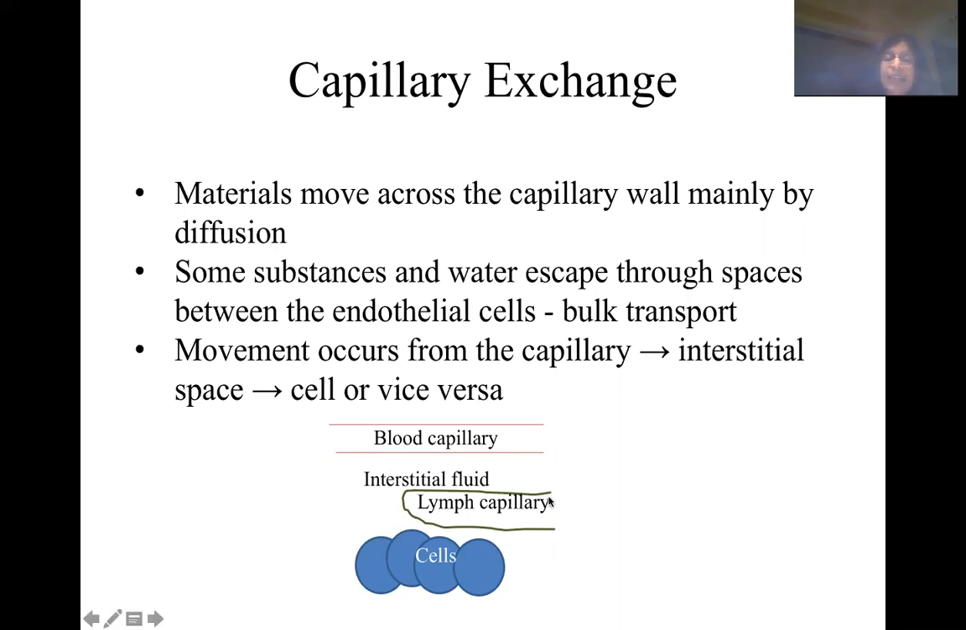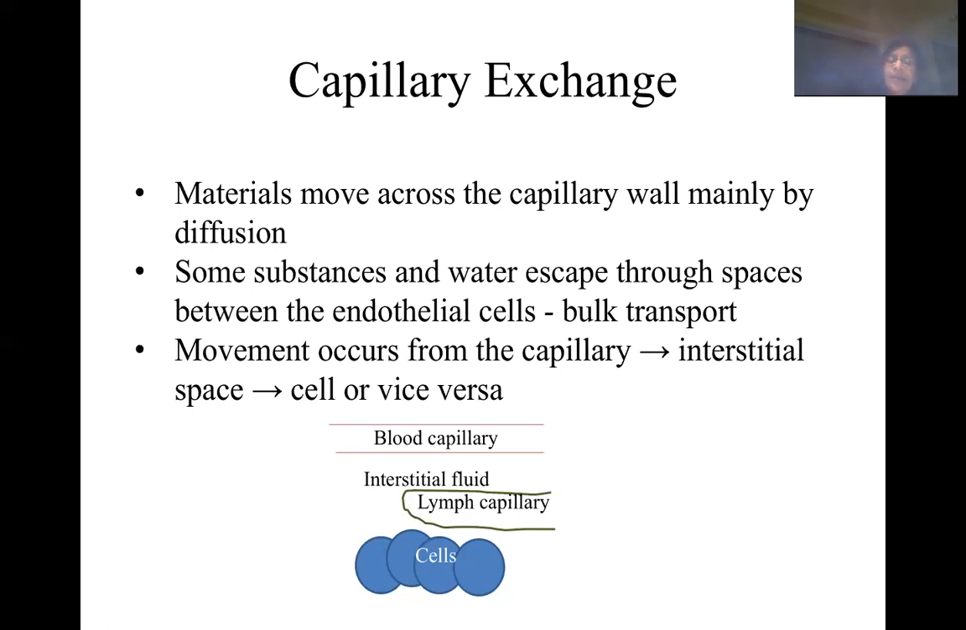And you see another capillary here, and that is the lymph capillary. All right, any excess fluid that's here in the interstitial space enters the lymph capillary, which ultimately returns this fluid back into the vascular system.